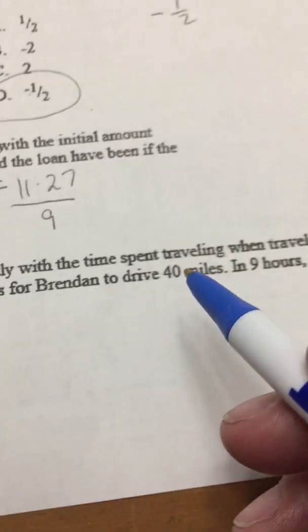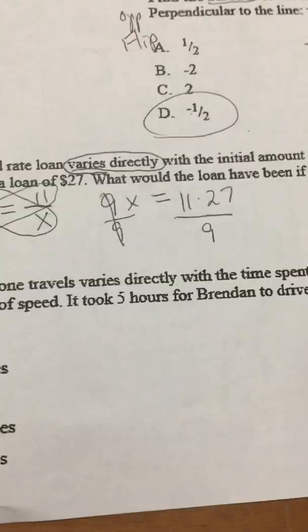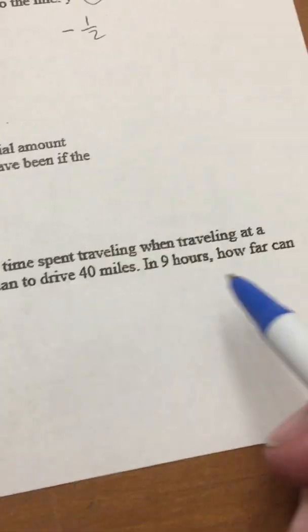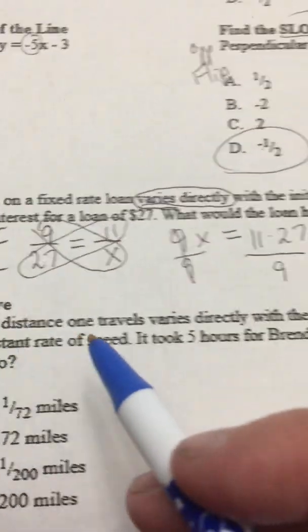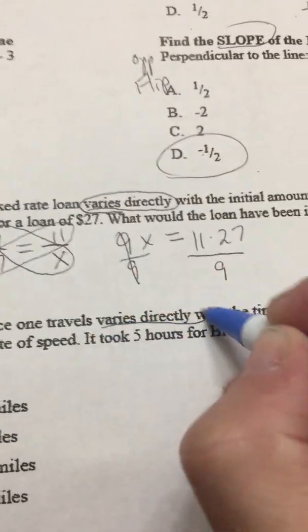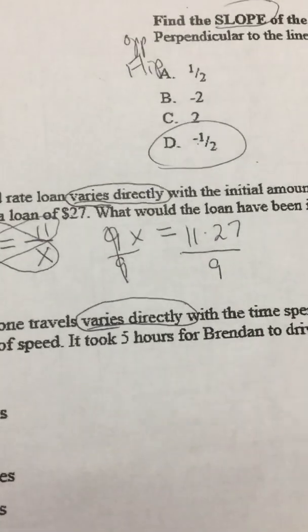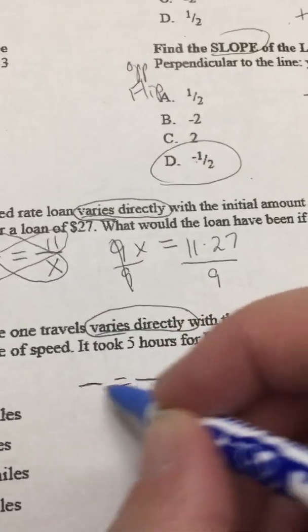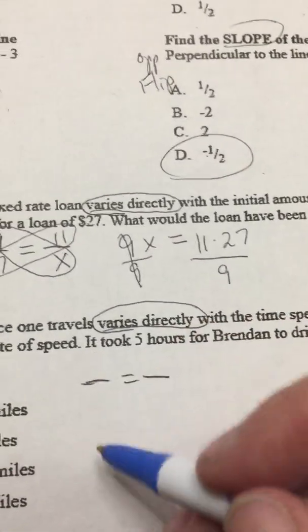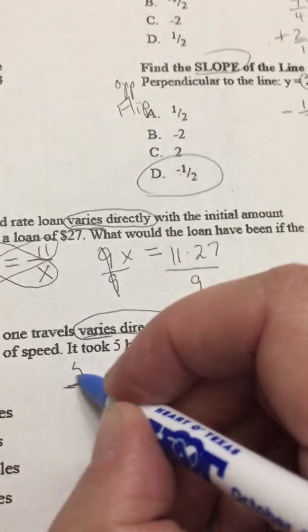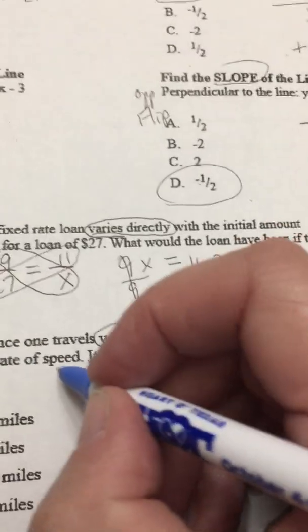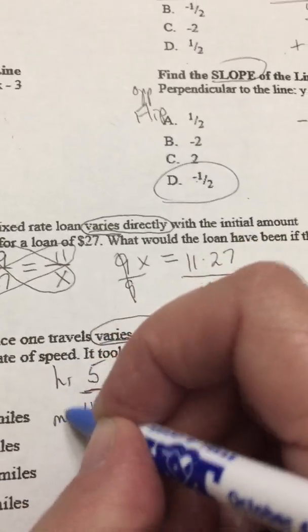Okay, again, I went to the end, looked for the question, but it says, how far did he go? Well, that didn't help me, so I go read it. The distance one travels varies directly. There's those fancy words again that make me go ding, ding, ding, butterflies flying around. Fraction equals a fraction. First 2 numbers make your first fraction. So my very first 2 numbers are 5 hours, 40 miles. It does not matter which one you put on top or bottom, just make a note that you put hours on top and miles on bottom.